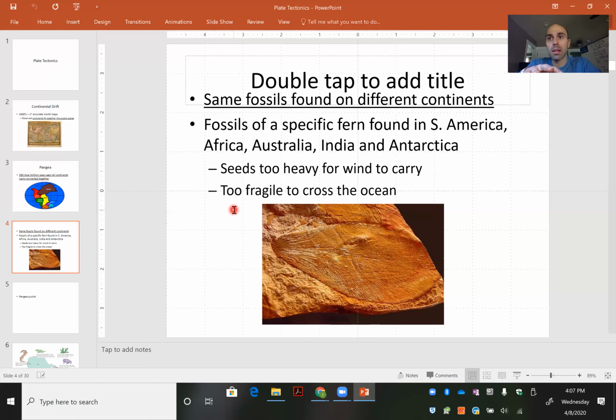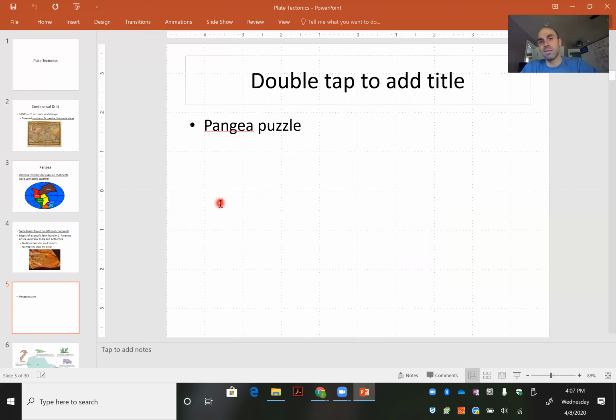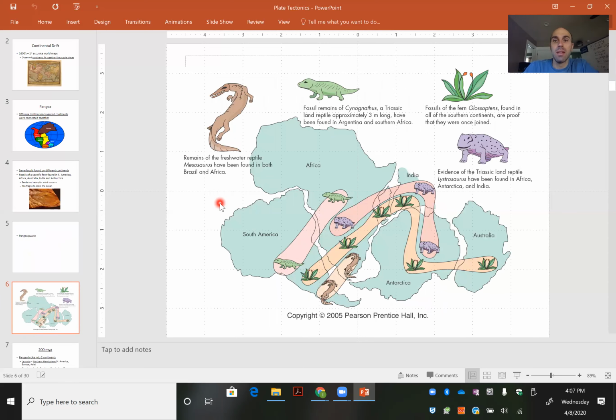But the amount of time that the glaciers were coming down and receding doesn't necessarily allow for enough time for all of these things to be dispersed as widely as they were. Okay, and seeds were way too heavy to be carried by wind and too fragile to cross the ocean. So we have all of this evidence pointing to Pangea, pointing to a time where all of these continents were together. We're not going to have to do a Pangea puzzle. Don't worry about that.